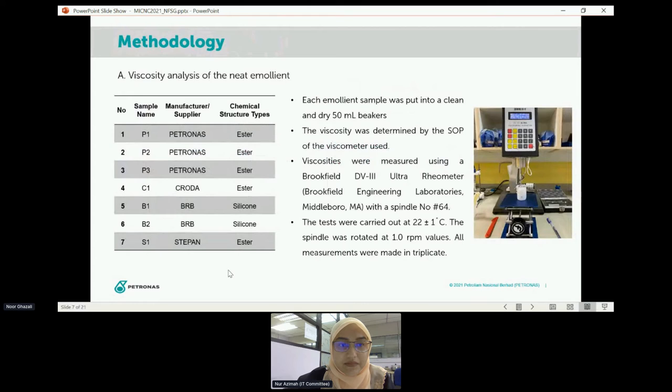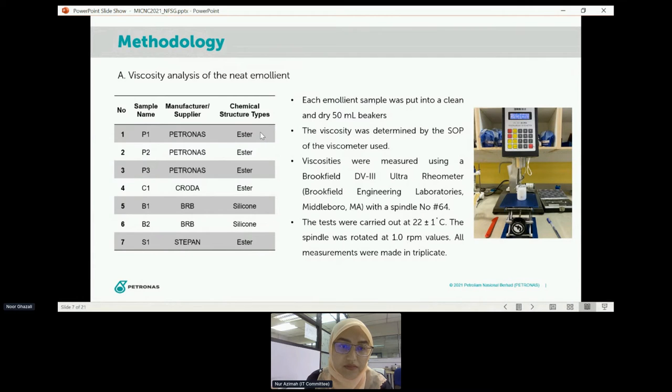Next is methodology. The first one is the viscosity analysis of the neat emollient. For this research project, we have 7 samples of emollient, coded P1, P2, P3, C1, B1, B2, and S1. We have 4 different manufacturers for this emollient: Petronas, Croda, BRB, and Steppen. Croda, BRB, and Steppen are commonly available manufacturers of emollient in personal care and cosmetic application. The chemical structure types of this emollient are ester and silicon based.